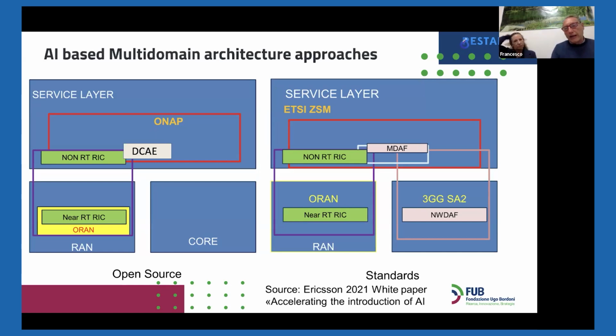On the other hand, on the right part, we can see the case in which we consider all the standardization. In particular, the core part is based on the NWDAF, and conversely for the RAN part, we still consider the O-RAN part. The cooperation between these two network domains is obtained by the function MDAF that Marina explained before, that is in the manager part of the network. Next slide, please.